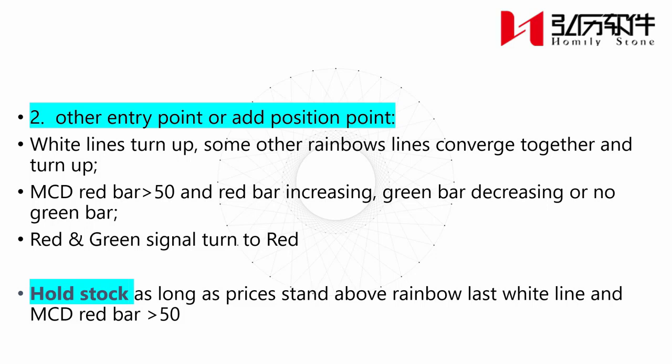See, if we miss the first buy point, and then later the white line turns up, and some other rainbow lines converge together and turn up, MACD red bar more than 50, no green bar, and red bar increasing, or we see the red-green signal turn to red, we can also consider buying in again.